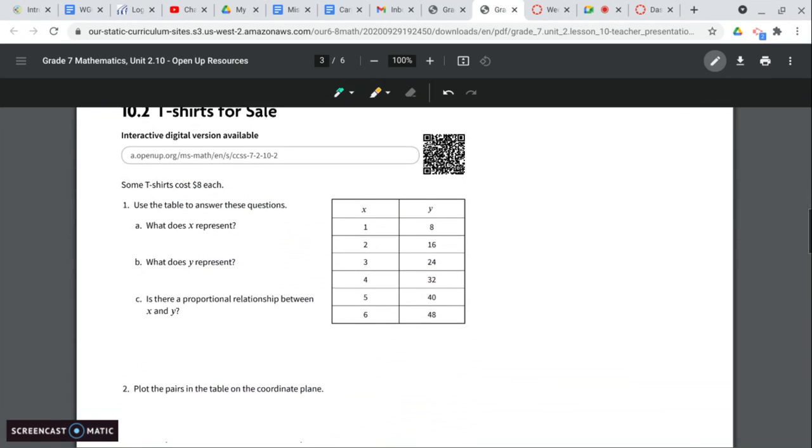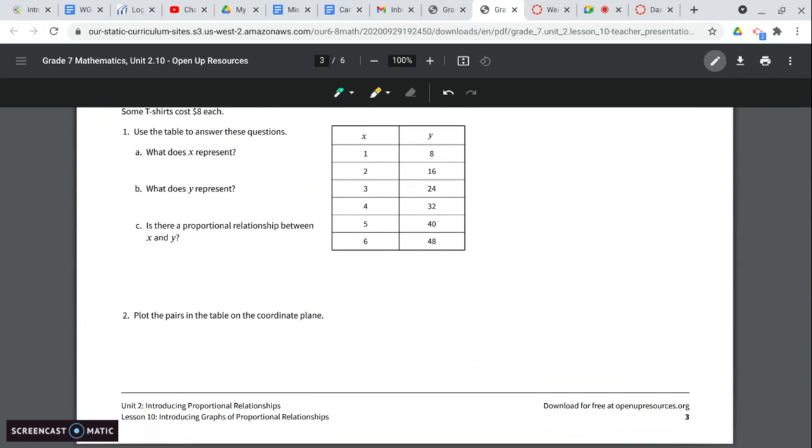All right, t-shirts for sale. Some t-shirts cost $8. Use the table to answer these questions. What does X represent? If we look at the X values here, 1, 2, 3, 4, 5, 6, and Y with 8, 16, 24, 32, 40, 48, what is our X representing? Number of t-shirts. What does the Y represent then? It's going to represent our total cost for the t-shirts.